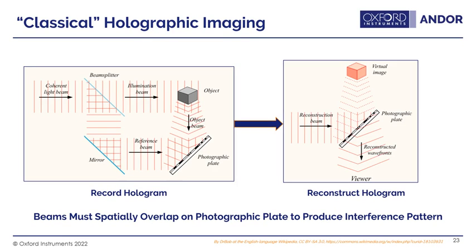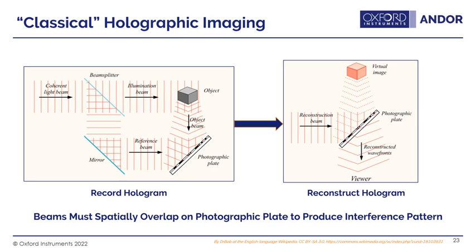Before we see how quantum entangled photons can be used for enhanced imaging, let's take a look at classical holographic imaging. To create a hologram, you can take a coherent beam of light and split it using a beam splitter. The light has to be coherent in order to preserve the phase information between the two beams.